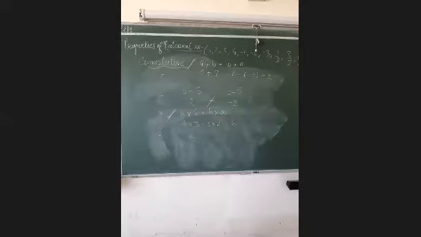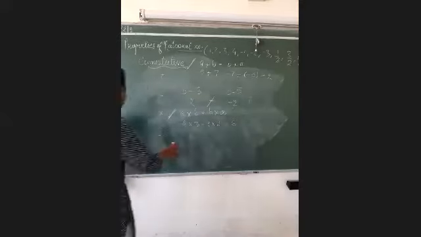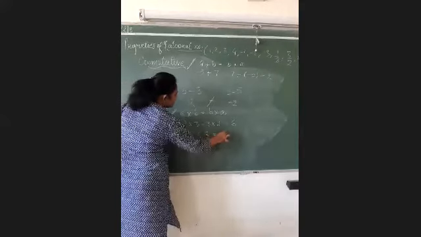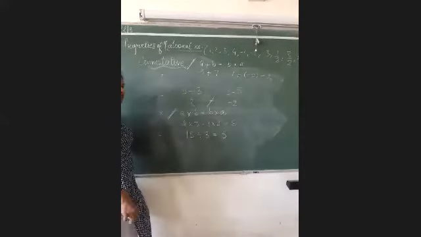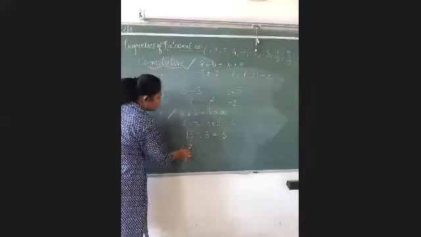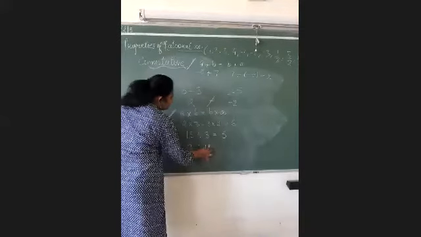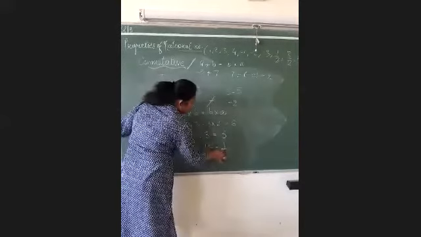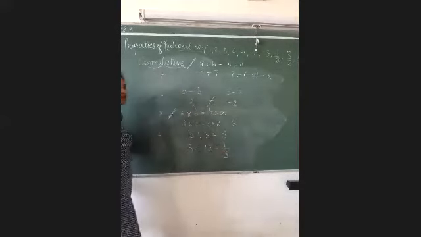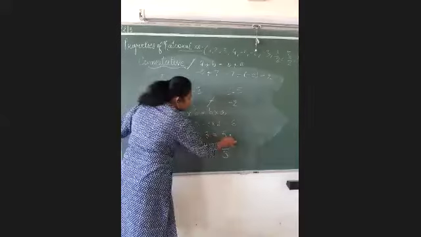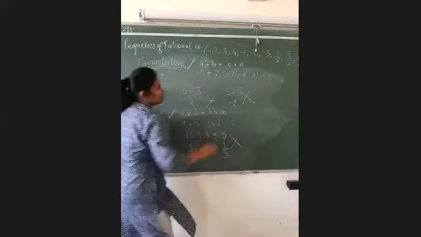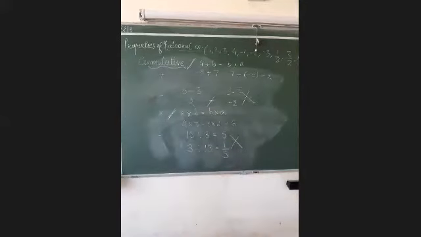Now let us see for division also. 15 divided by 3 will give you the answer 5, since 3 fives are 15. But if you write 3 divided by 15, it will not give you 5. It will give you 1 by 5. So you can see, this is not true for division and not true for subtraction. It is only true for addition and multiplication.